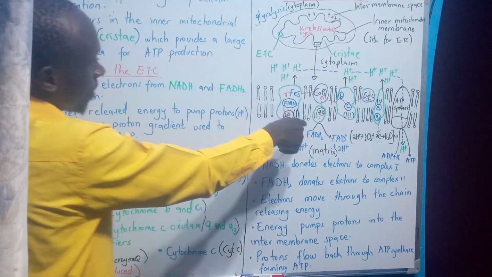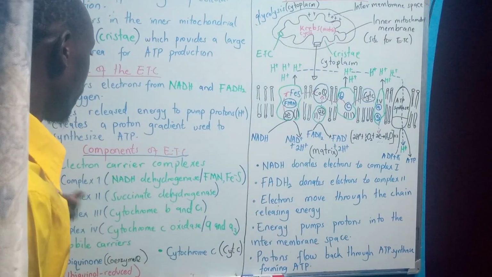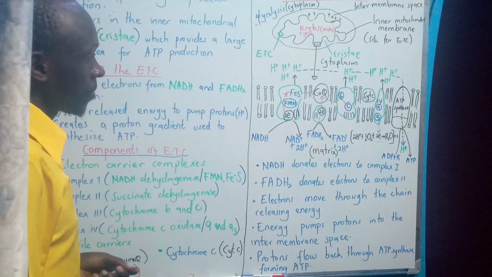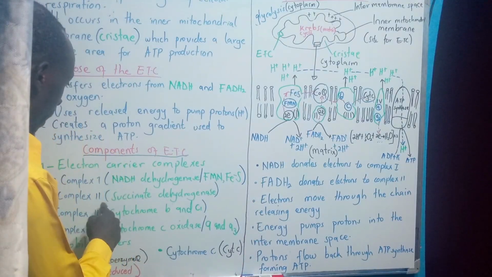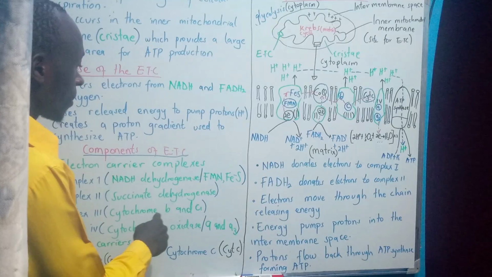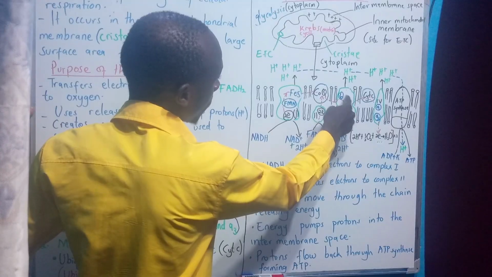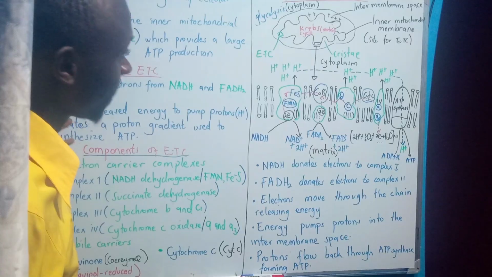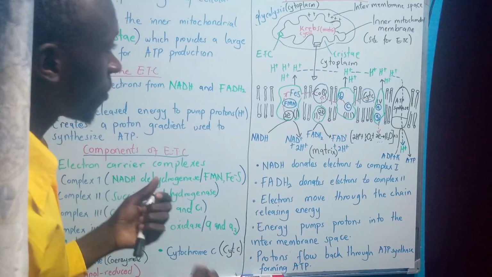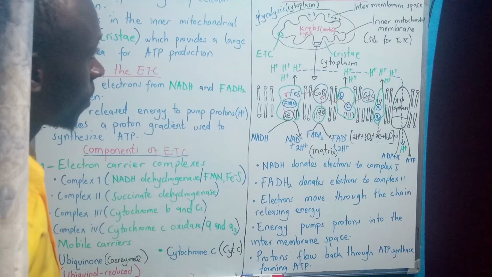The second complex is complex number 2. We say that it contains succinate dehydrogenase. So complex number 3, what do we have in complex number 3? We have cytochrome B and then cytochrome C. So B and then C, that is complex number 3. A combination of proteins forms a protein complex.